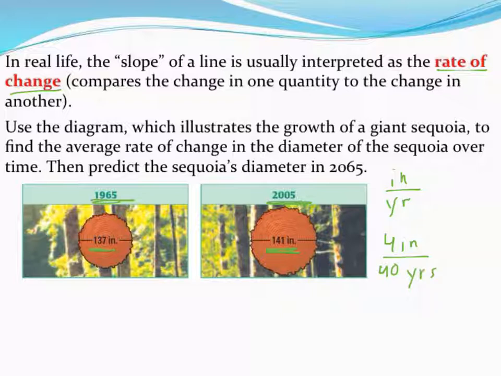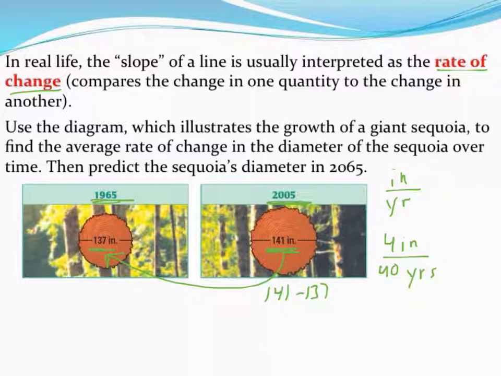Well, I don't really see where I did y1 minus y2, but think about what we did. We kind of did this in our head. We knew that from 141 back from 137, we grew 4 inches. Well, couldn't I have found that by doing 141 minus 137? Well, there's your y1 minus y2.